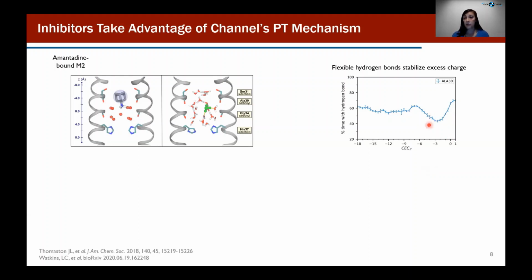And this is also the region right where the charged group of the drug binds. And so this is likely indicating that these same flexible interactions are able to help stabilize the drug.